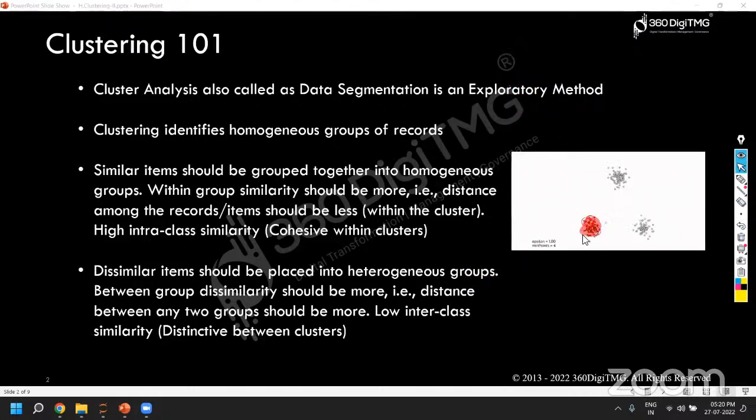You can see that. So all the similar records, red one, now we are having blue one, and then we are having the green one. So this is how the clustering needs to be performed.